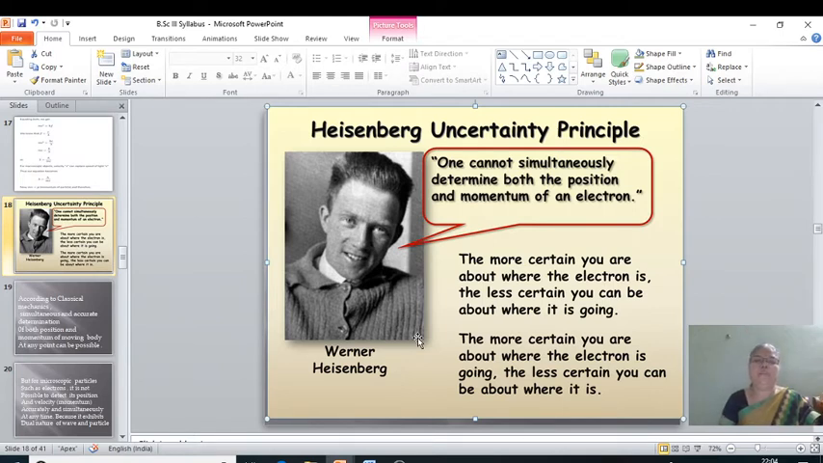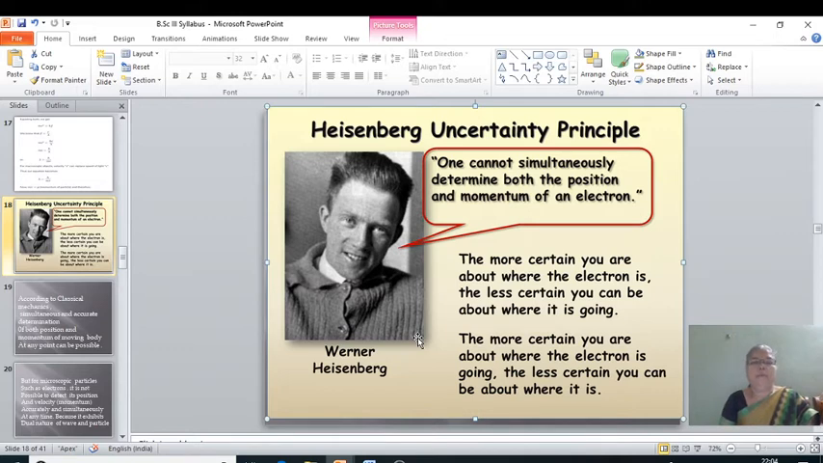Welcome students to the third lecture of physical chemistry. For today's lecture, we are going to see Heisenberg's Uncertainty Principle.